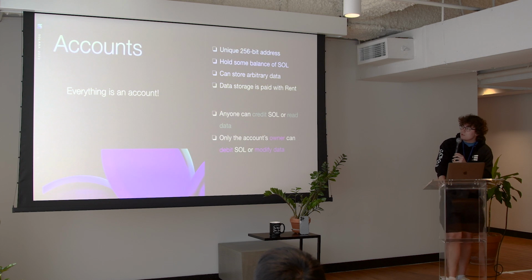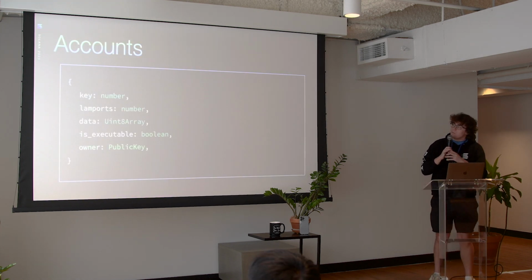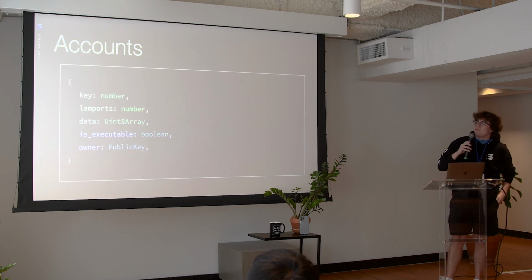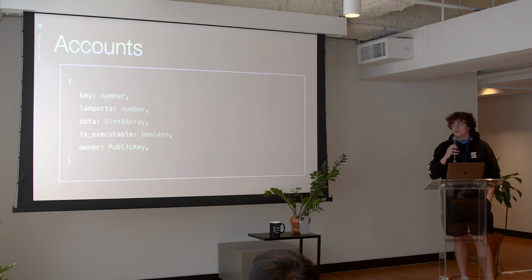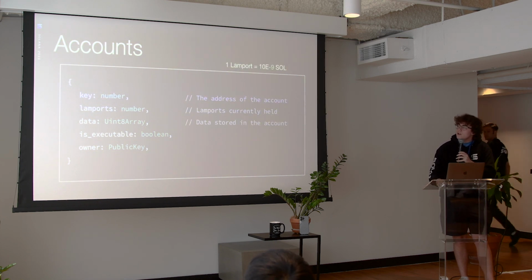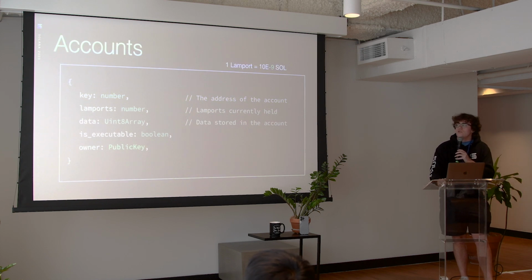So a few more rules. Anyone can credit SOL or read data from an account, but only the account's owner is allowed to debit SOL or modify data. Here's what accounts actually look like in their raw form. You can see it here. I can't see it too well from my angle, but you basically have a key that designates the address of the account as well as lamports. Lamports are essentially just a smaller unit of SOL. And then a uint array to store data inside the account, as well as an is_executable Boolean.